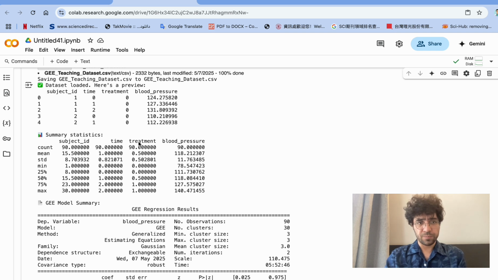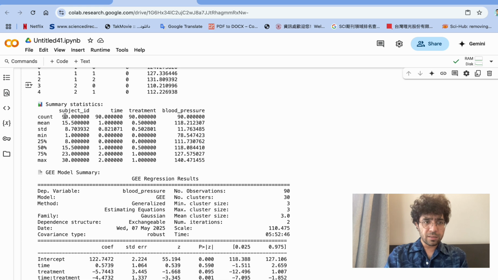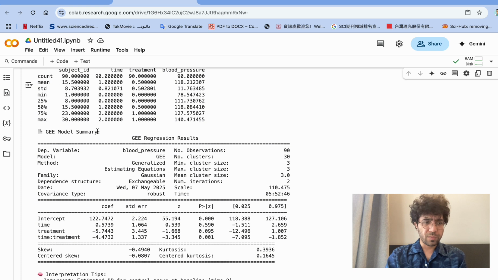This is just a sample from the first four rows of the data set, and these are the summary statistics that I have. It just gives me mean, standard deviation, and count of the rows. So we have 90 subject ID rows. Every person has 3 measurements, so it has 90. If somebody has a missing measurement, you'll have less than 90.